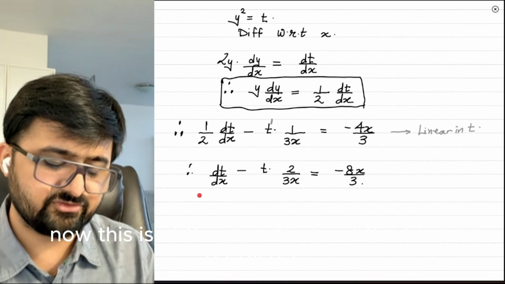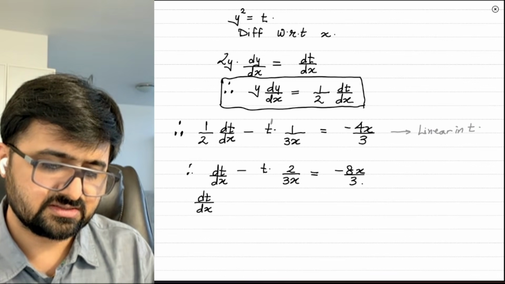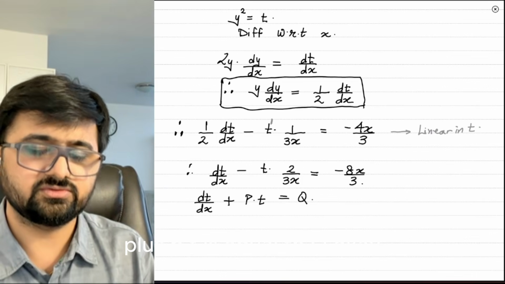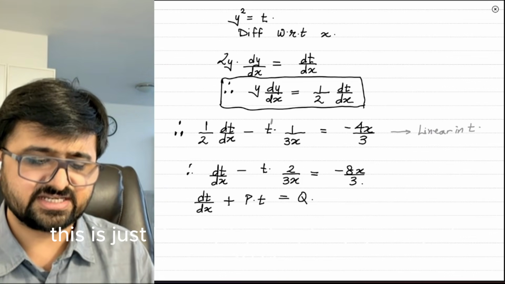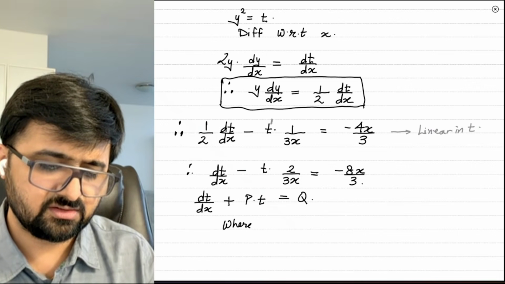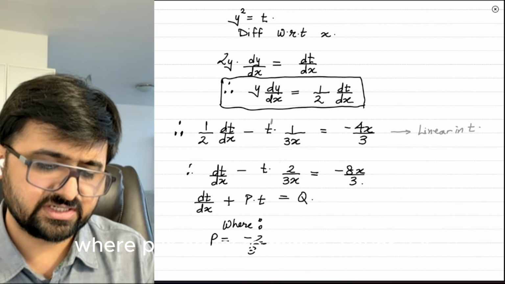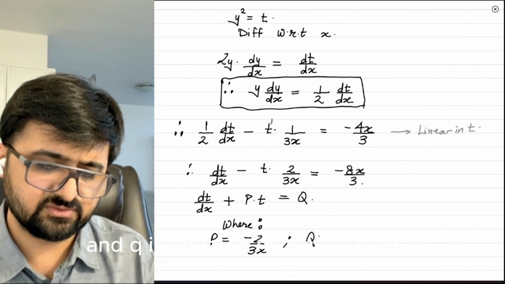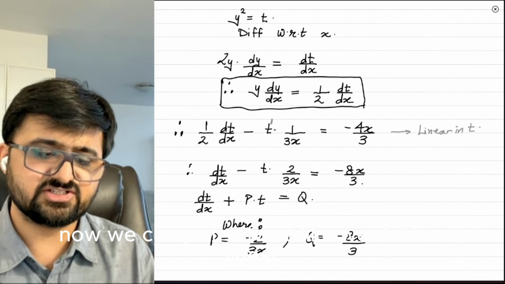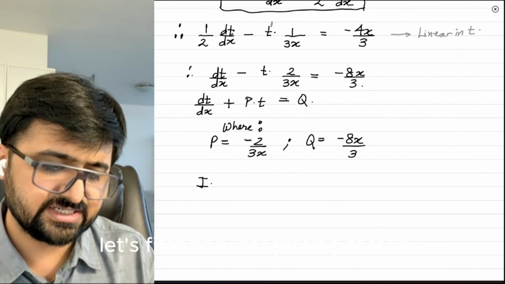Now this is of the form dt by dx plus pt is equal to q. Okay, this is just like dy by dx plus py is equal to q, where p is equal to minus 2 over 3x and q is equal to minus 8x over 3. Now we can just solve it like we did for linear. Let's quickly solve it.